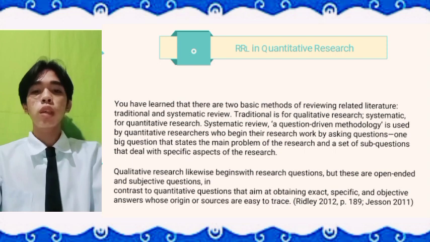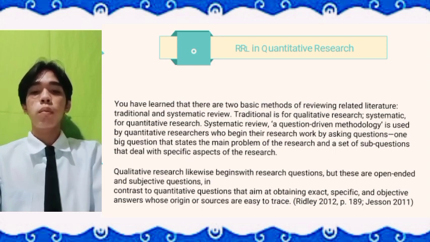There are two types of basic methods. One, traditional, and number two is systematic review. You just have to understand and remember, traditional is for qualitative research and systematic is for quantitative research. So basically, you are going to use quantitative research because that is the type of research that you are required to do for senior high school.